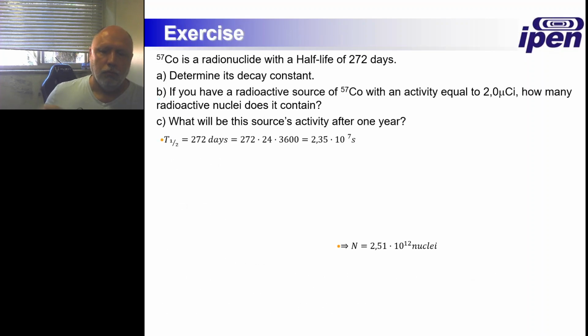So to finish, let's take a look at another exercise. Cobalt-57 is a radionuclide with a half-life of 272 days. First of all, determine its decay constant. How do we do that? It's easy, right? You have the half-life, and the decay constant is related to the half-life. This is the relation.